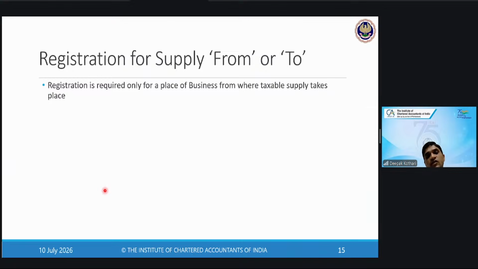Then registration for supply from or to. Registration is required only for the place from where you make a taxable supply. That is, if you are supplying in 10 states and you have 10 customers in 10 different states, you don't have to register in those 10 states. You have to register at one place from where you're making a taxable supply.